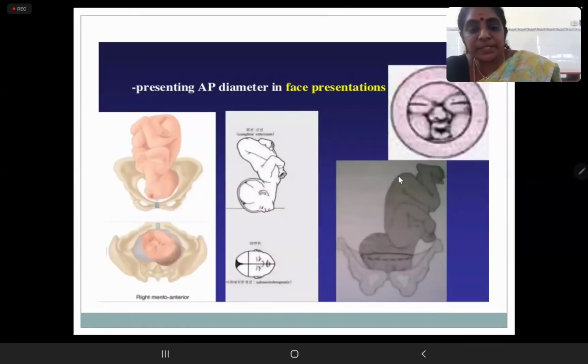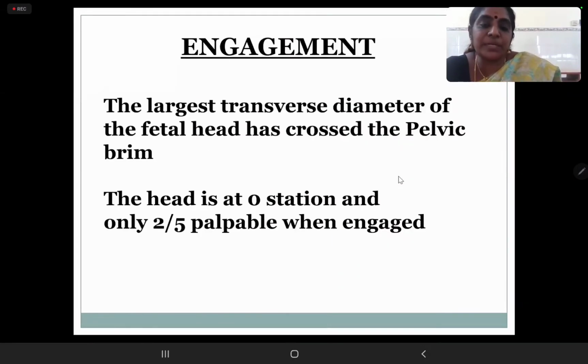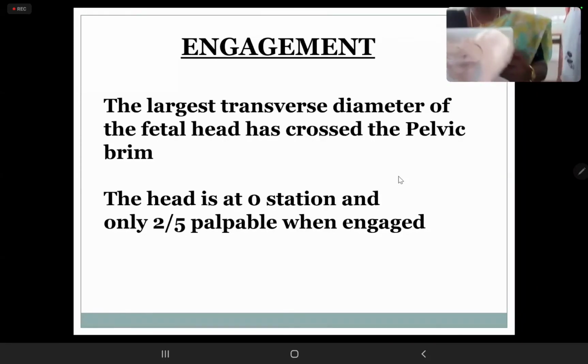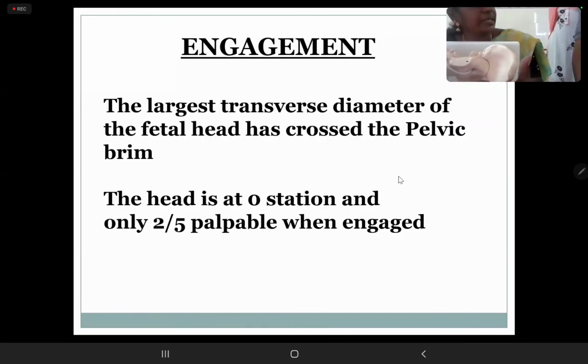If there is time, I can show you mechanism of labor. So in mechanism, the three important steps are: first is engagement, so engagement of the fetus. Otherwise, I'll rush through this. Can I show in the full screen, madam? The full screen. Good.